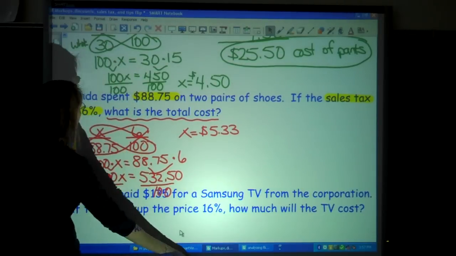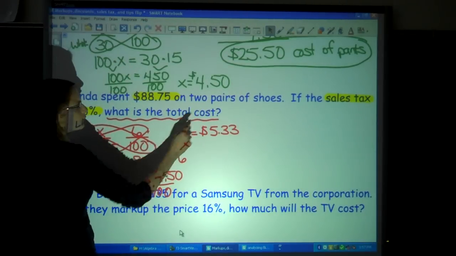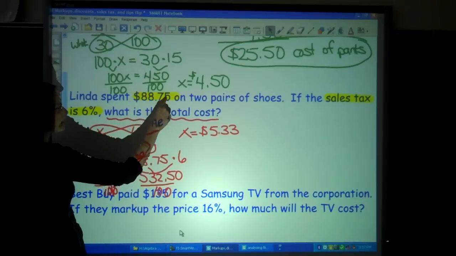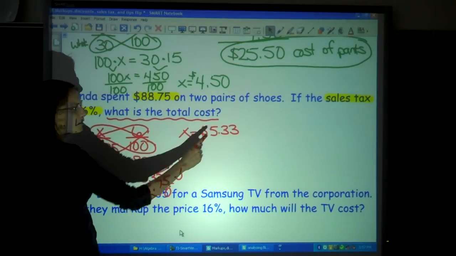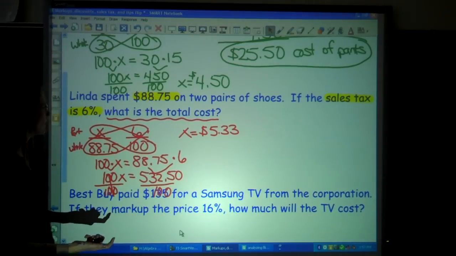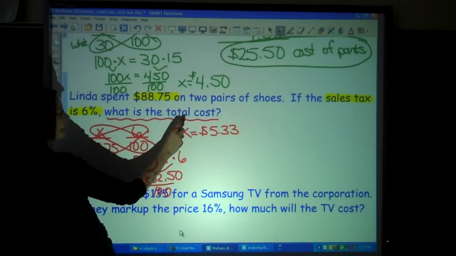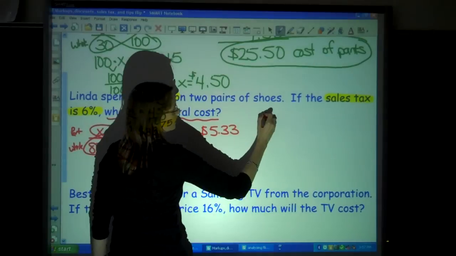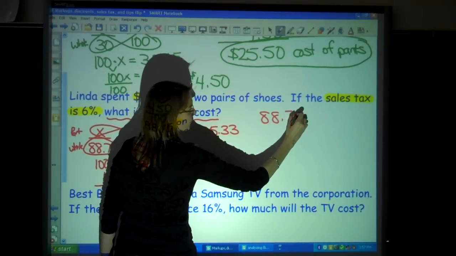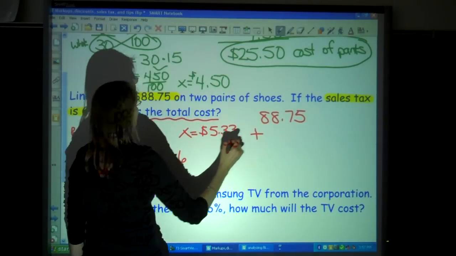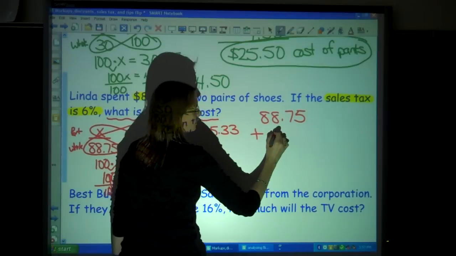And then I ask myself, remember, I'm trying to find what is the total cost. Well, if the shoes are $88.75, I'm not going to pay just $5.33 for everything. So remember, that has to get added on because it's a sales tax. So 88.75, the sales tax is added on to the purchase.